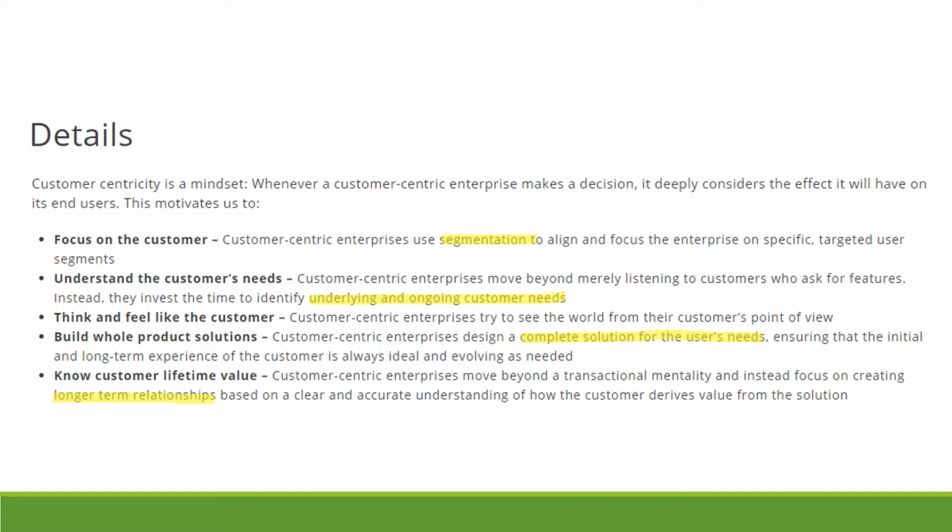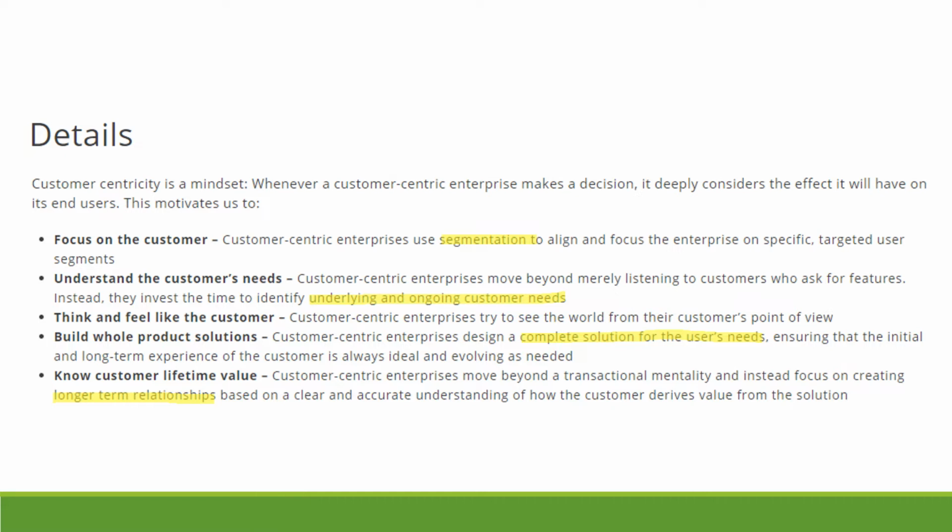Focusing on the customer, try to do a segmentation to align your products to targeted user segments, and try to identify underlying and ongoing customer needs. Try to understand their implied needs. Of course, continuous needs as well.